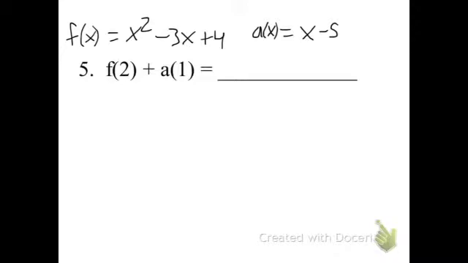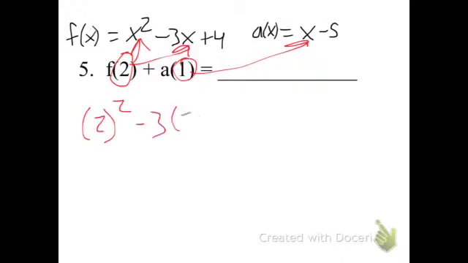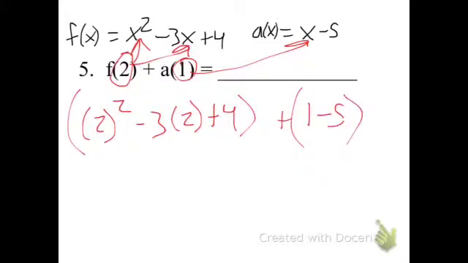Moving on to 5, you have to do f of 2 and then a of 1. So you take 2 and put it in all the x's for f, and then you take 1 and put it in for all the x's of a. So the f of 2 is going to be 2 squared minus 3 times 2 plus 4. And so that's the f part. The a part is going to be 1 minus 5.